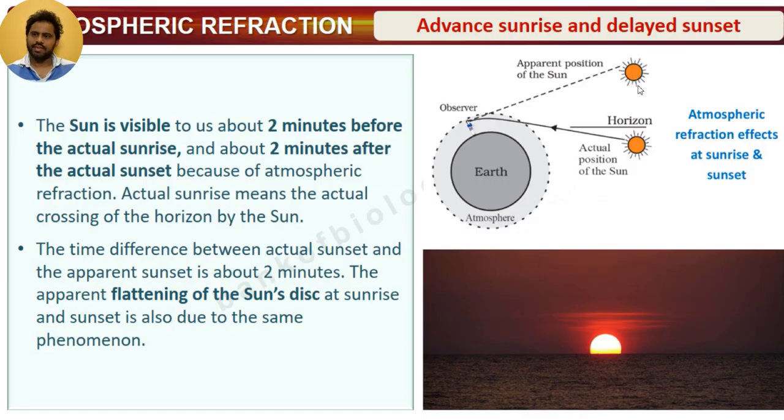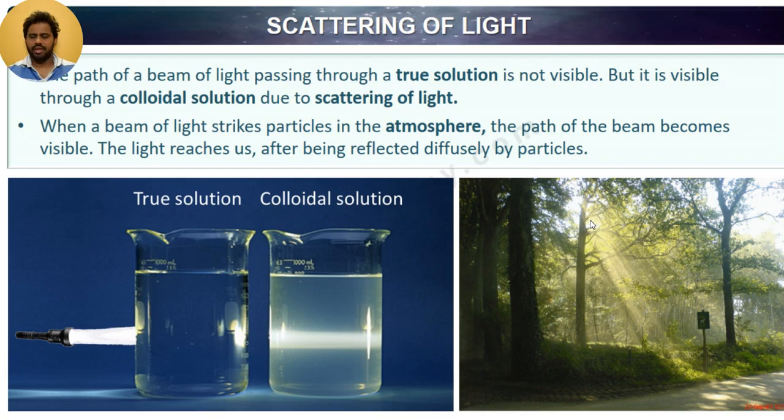Okay, so 4 minutes extra we are seeing the sun: 2 minutes during sunrise, advanced sunset, and delayed sunset is 2 minutes after it has actually set. Let's go ahead and try to understand the scattering of light.